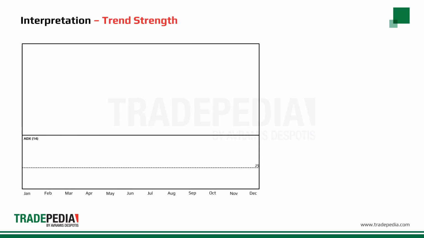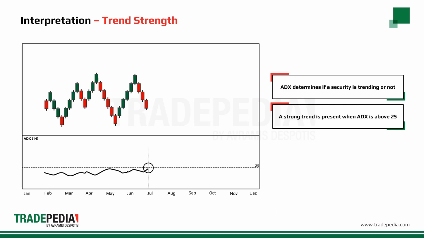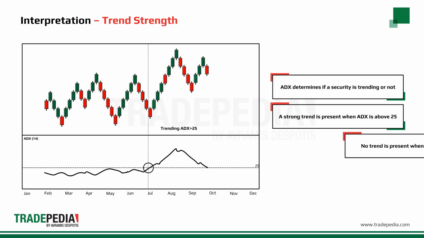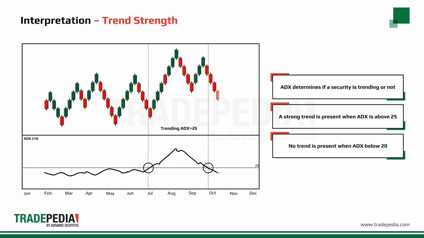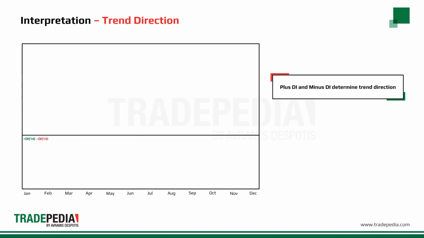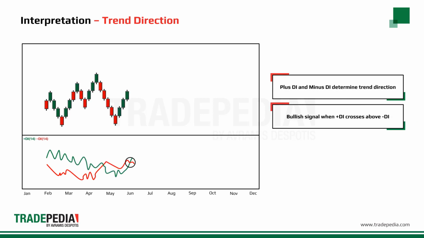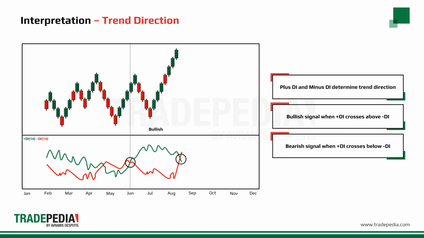The Average Directional Index can be used to determine if a security is trending or not. Wilder suggests that a strong trend is present when ADX is above 25. No trend is present when ADX is below 20. There appears to be a gray zone between 20 and 25, so traders could use a lower level than 25 to increase the sensitivity of the method. As the ADX does not show the trend direction, we use the plus DI and minus DI to determine trend direction. A bullish signal is given when the plus DI crosses above the minus DI. A bearish signal is given when the plus DI crosses below the minus DI.